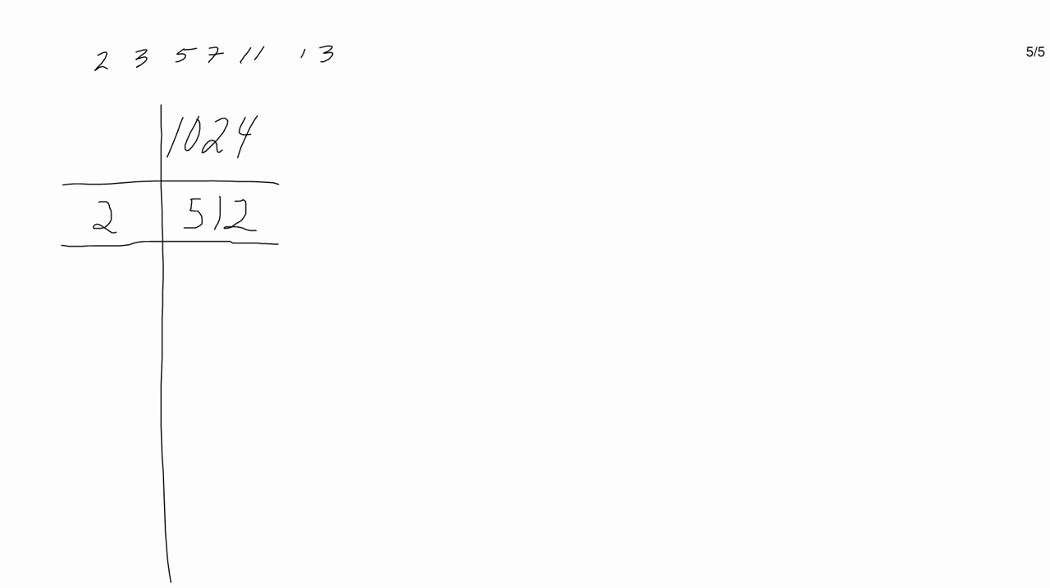See, it's not that difficult. You can divide 2 into 1024 and not have to go around the world to do it. You should be able to say 2 goes into 10 5 times, 2 goes into 2 1 time, 2 goes into 4 2 times. You should be able to do that in your head. Alright? Is it even? Yes or no?